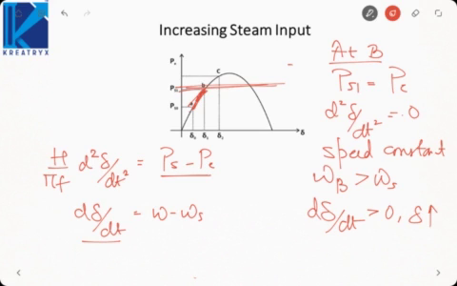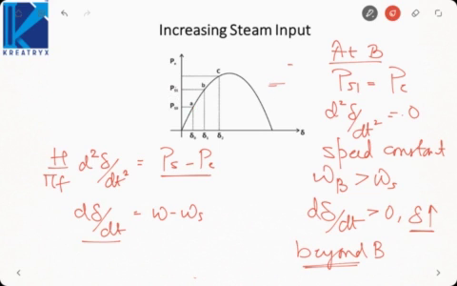So delta will increase. That means we will go beyond B. Ideally, when we were coming from A to B, we should have stopped at B, but here we will go beyond B because delta is still increasing.